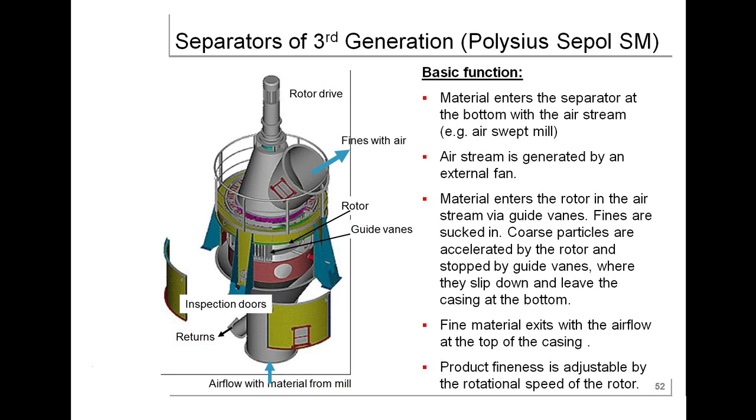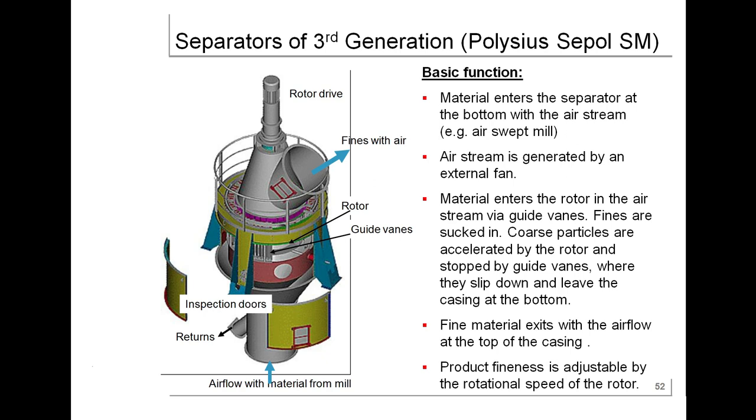Separators of third generation. The Polysius C-pole SM. The material enters the separator at the bottom with the airstream. It is an air-swept mill. The airstream is generated by an external fan. Material enters the rotor in the airstream via guide vanes. Fines are stuck in.